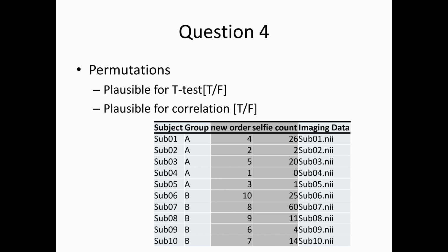So, if you reorder these according to this new order, and you move the imaging data accordingly and keep the selfie the same way, that's helpful for the correlation, because now you've moved things around in a random order, so the assignments on that correlation value have moved for individuals. It's not the perfect one, but it's plausible. When it comes to the group data, we've moved people around within group. We haven't moved people across group. So this wouldn't be a helpful permutations test for that group test.